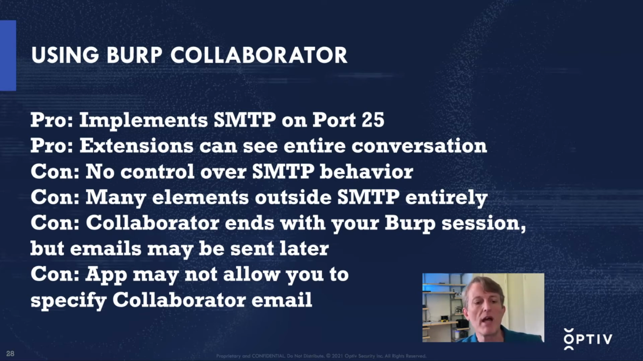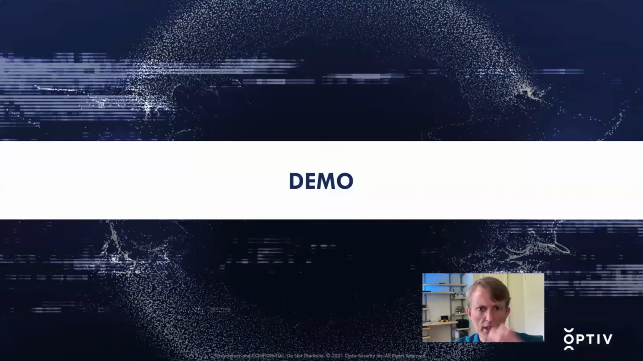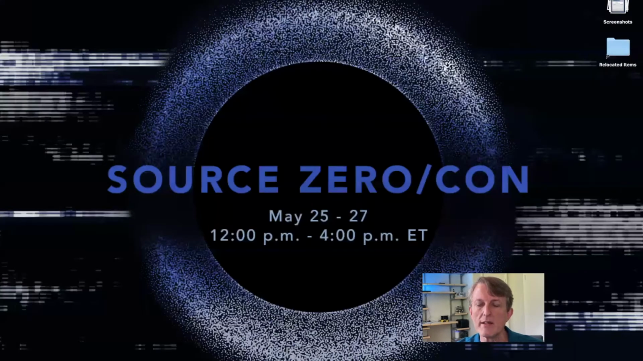But the big problem with Collaborator is Collaborator uses ephemeral addresses deliberately so that you can prove that the testing you did really was related to the transfer that you saw. And the problem is those go away, right? So if the app is going to send email overnight, for instance, to you, you may have closed your Burp session before the email actually gets sent. The app may not let you specify a collaborator email address. So it's not really super useful in all situations. But it is useful in a few. So I'm going to demonstrate that a little bit here.